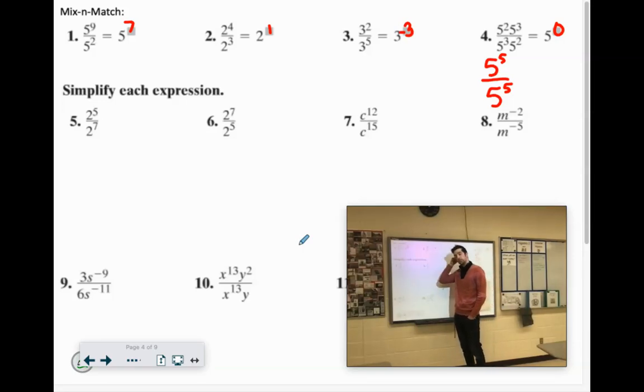2 to the 5th over 2 to the 7th, same base. So we're going to subtract the exponents. Now, are there more in the numerator or denominator? Or in the denominator. So that's where they'll end up. Now, if you did 7 minus 5, you get 2. So we have 2 to the 2nd power.